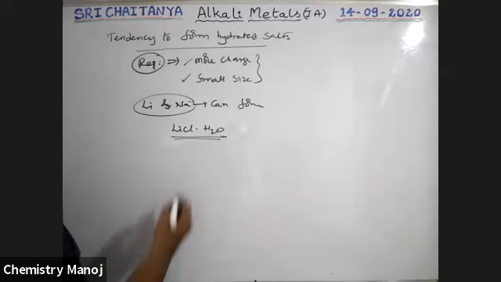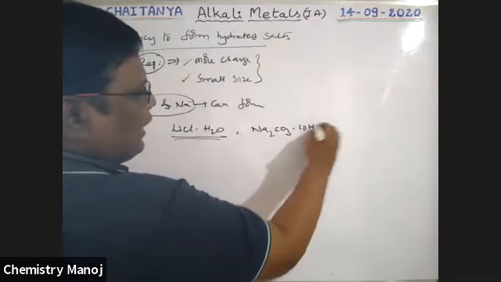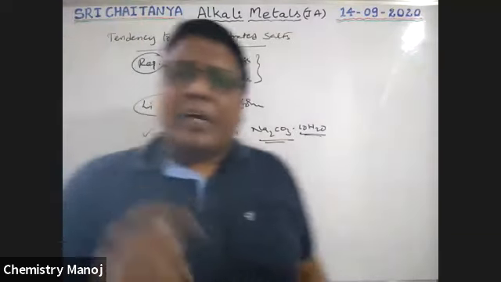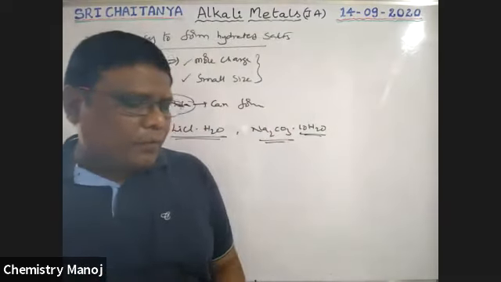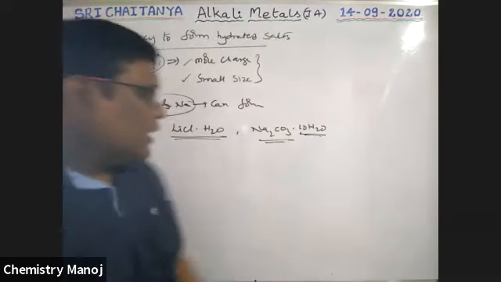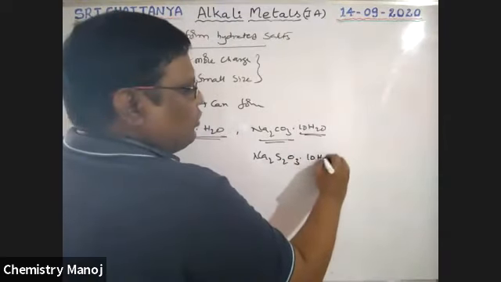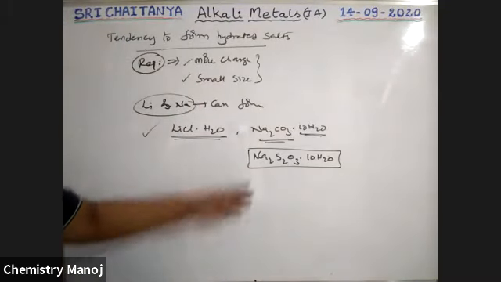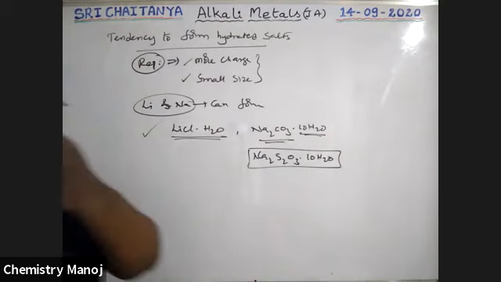Next, similarly, Na2CO3·10H2O, a hydrated salt, is formed. Like this, only lithium and sodium can form hydrated salts. No other element can form this type of compounds. Next, similarly, Na2S2O3·10H2O, it is called hypo. That type of sodium compounds are all possible.